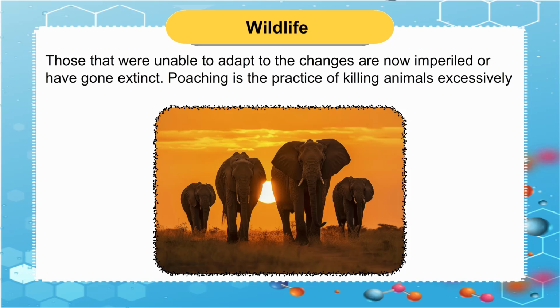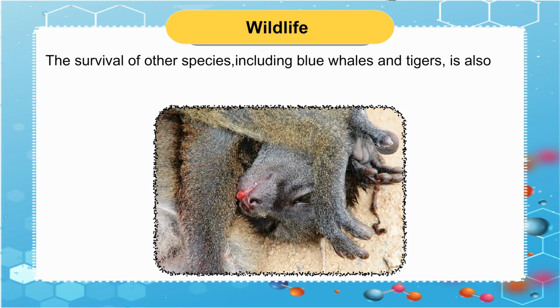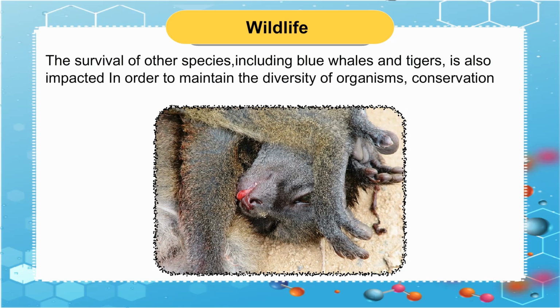Poaching is the practice of killing animals excessively for their meat, skin, or other body parts. The survival of other species, including blue whales and tigers, is also impacted. In order to maintain the diversity of organisms, conservation has to be undertaken.